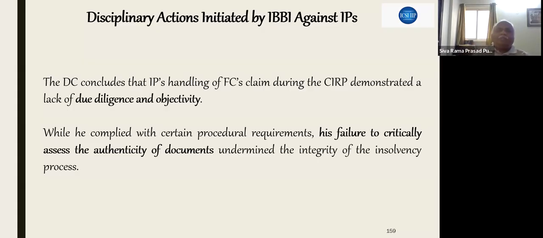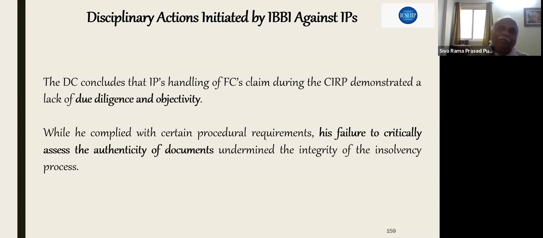So like that, so many cases are there. The Institute of Chartered Accountants of India, IIP, they have also brought out a booklet on disciplinary cases initiated by the IBBI disciplinary committee, and not only that, ICSI also. In those books, they have clearly mentioned the name of the resolution professional and the case, all these things.